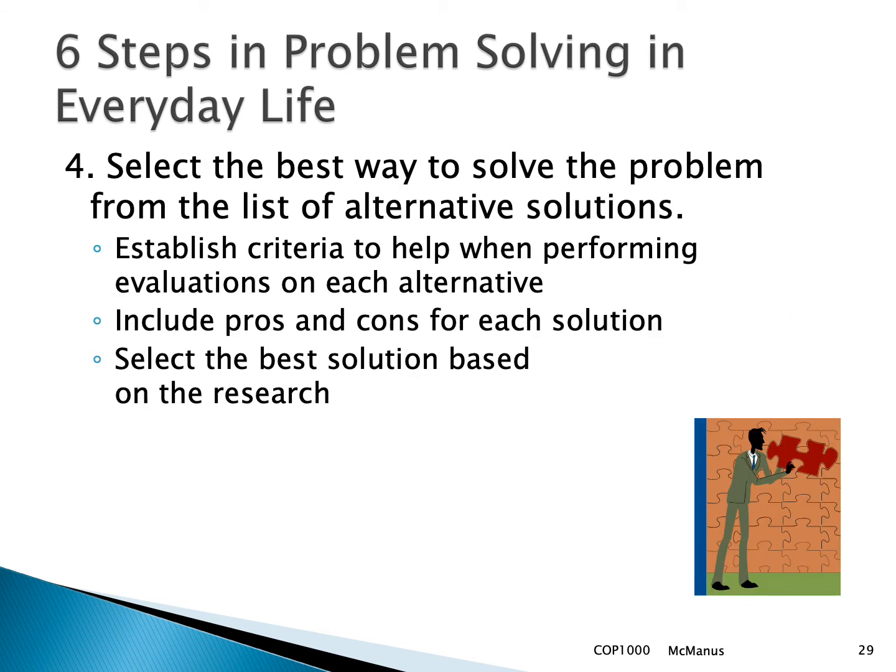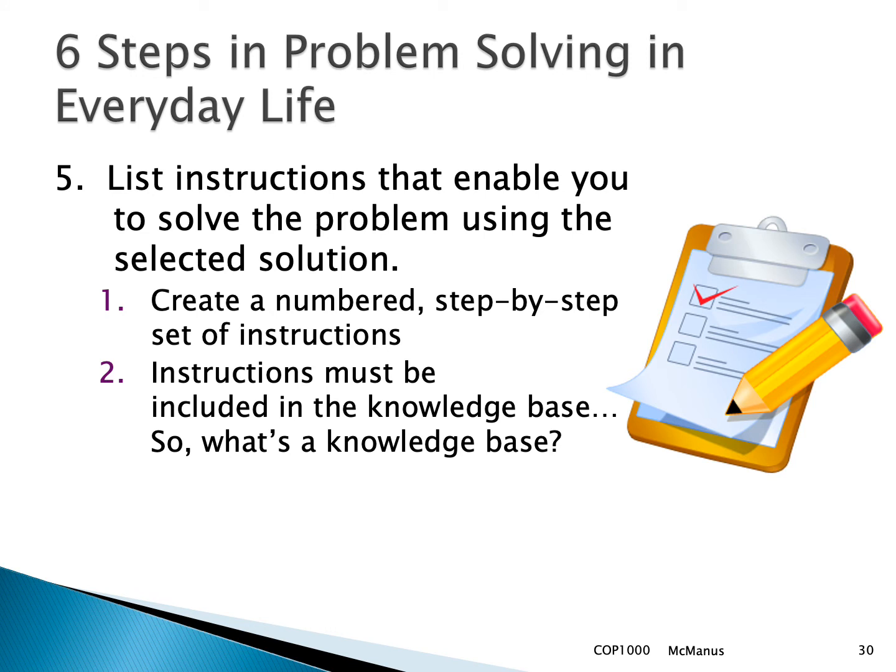The fourth step is select the best way to solve the problem from the list of alternative solutions. We should create a list of pros and cons for each solution and evaluate how pro and how con is each. Then we need to select the best solution based upon the research. The fifth step is we need to list the instructions that will solve the problem using the selected solution. We can create a numbered step-by-step set of instructions to be followed.